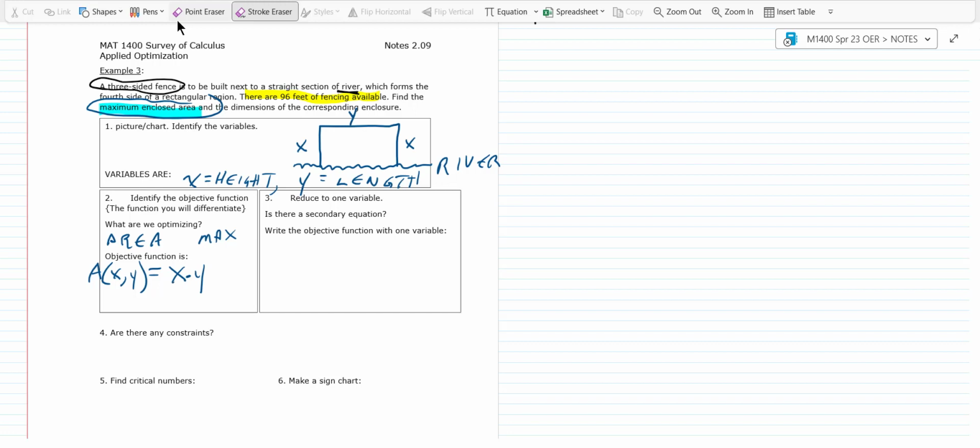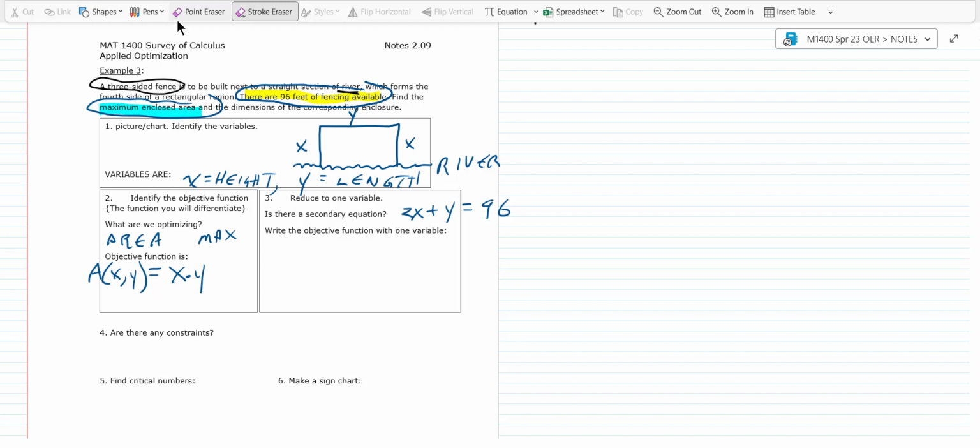Okay, so now the next thing: is there a secondary equation? Look at what I highlighted in yellow. It says there's 96 feet of fence available. How do you do the perimeter of those three sides? Just add them up. If you add x, x, and y, what do you get? 2x plus y. So you get 2x plus y, and that's equal to 96. That's what that part of the problem said, that you have 96 feet of fence.